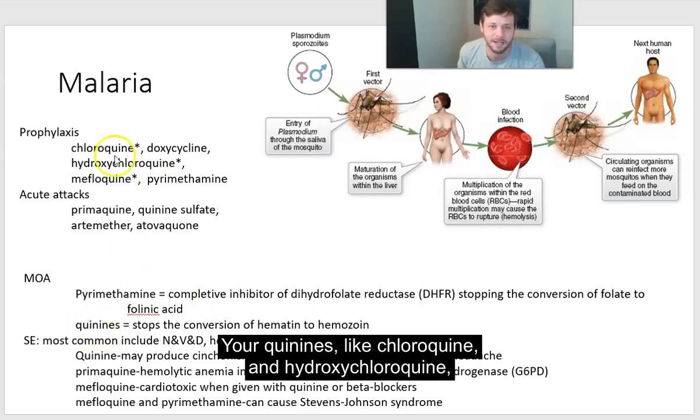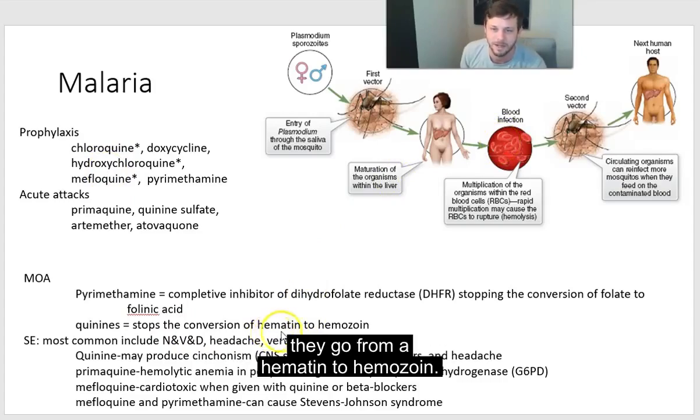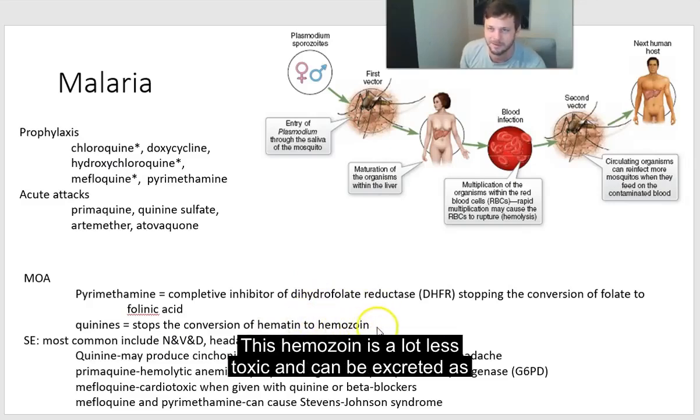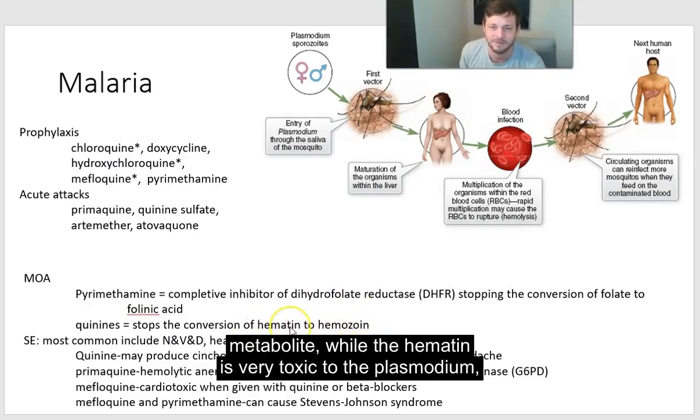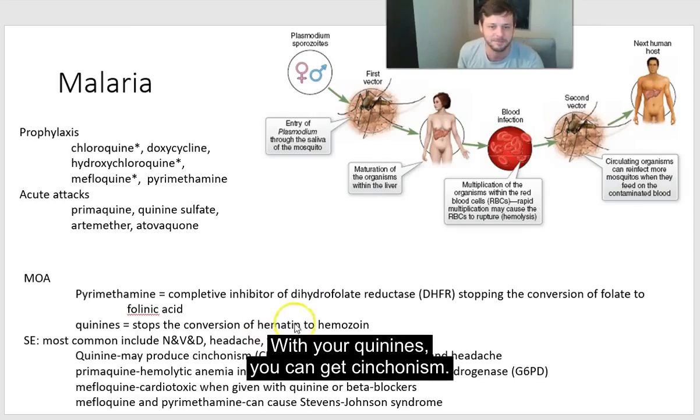Your quinines, like chloroquine, hydroxychloroquine, work by this: when they eat the hemoglobin and metabolize it, they go from a hematin to a hemozoin. This hemozoin is a lot less toxic and can be excreted as a metabolite, while the hematin is very toxic to the plasmodium and then builds up in them and kills them.